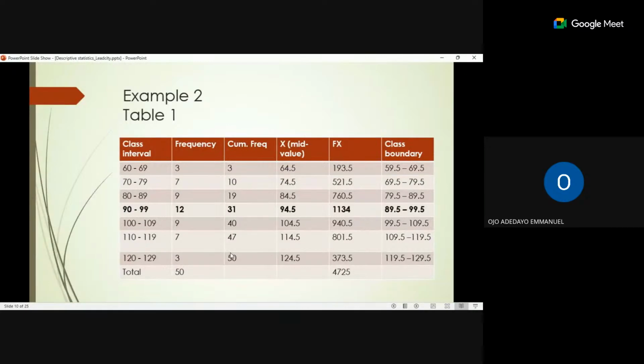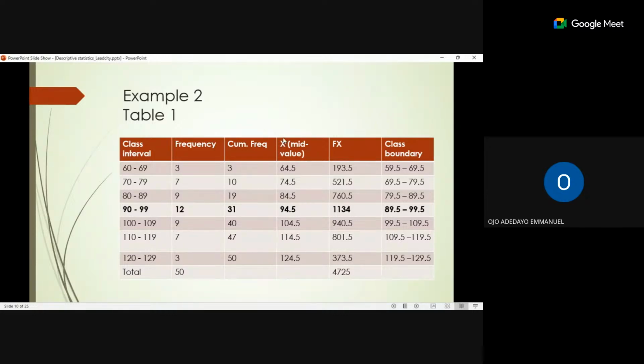Now, please note this. The last value that you have here must equal the total frequency. If you look at it, they are 50-50. If what you have here is not equal to the total frequency, that means that you are wrong. It is very, very important. The last value that you have here must equal the total number of frequency that we have here. That is what we call the cumulative frequency. Please note that it is very, very important.